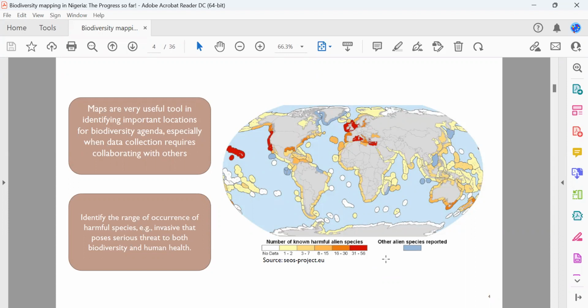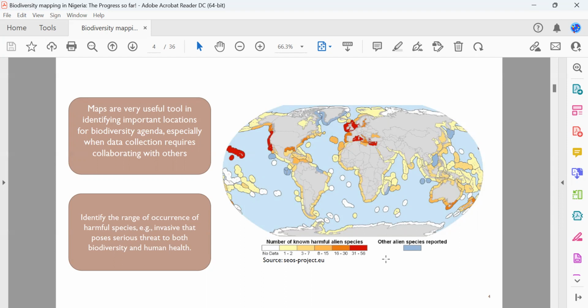Yeah, we can identify this hotspot as biodiversity hotspot, or we can identify this area as a Ramsar site or as an important biodiversity area, or as a freshwater key biodiversity area. You need this data for us to make an informed decision about protected area management or identification, especially collaborating with others, maybe at the national level or at international level.